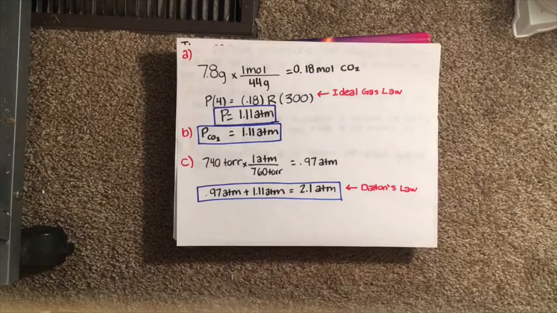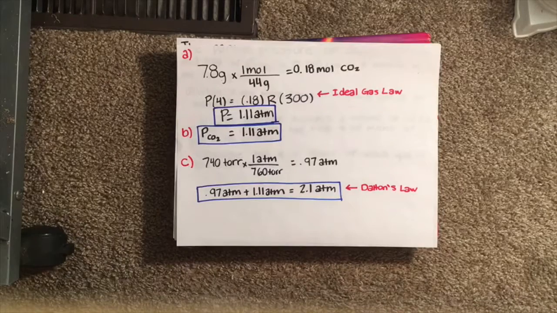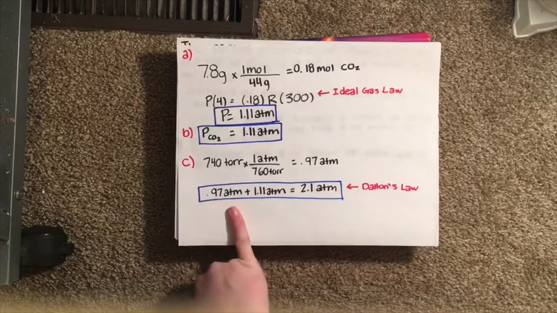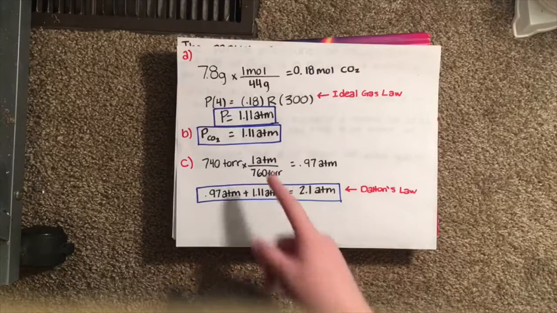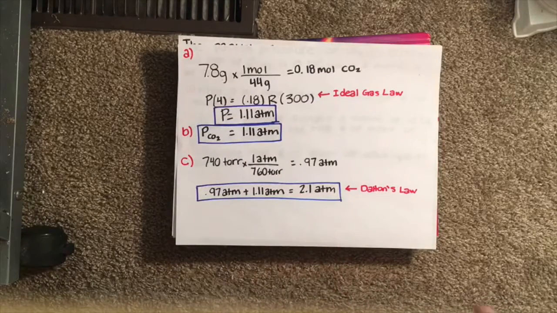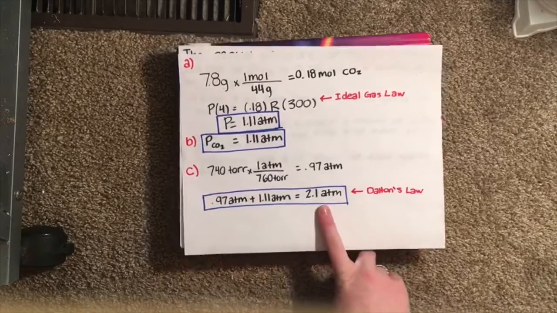To find the total pressure, you have to convert the 740 torr of air that was already in there to atm. So you divide by 760 and you get 0.97 atm. And you add the partial pressure of the air, which is 0.97, plus the partial pressure of the CO2, which is 1.11, and then you get 2.1 atm. This is an example of Dalton's law, the two partial pressures combined to the total pressure.